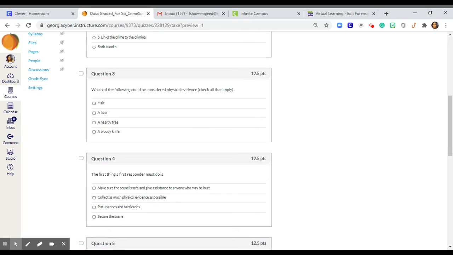On question number three, make sure you read the key words, right? Remember, we talked about crime scenes. We want to get things that are within the crime scene.